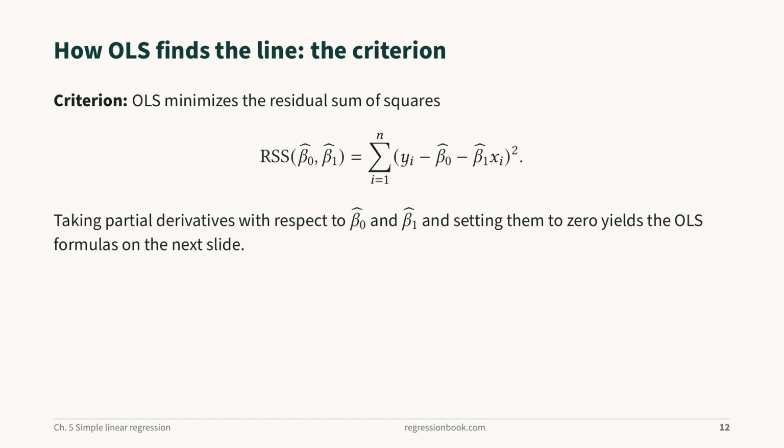How does least squares find the line? By minimizing the residual sum of squares, the summed squared gaps between outcomes and the line's predictions, viewed as a function of the intercept and slope. Take the two partial derivatives, set them to zero, and the closed-form formulas fall out on the next page.